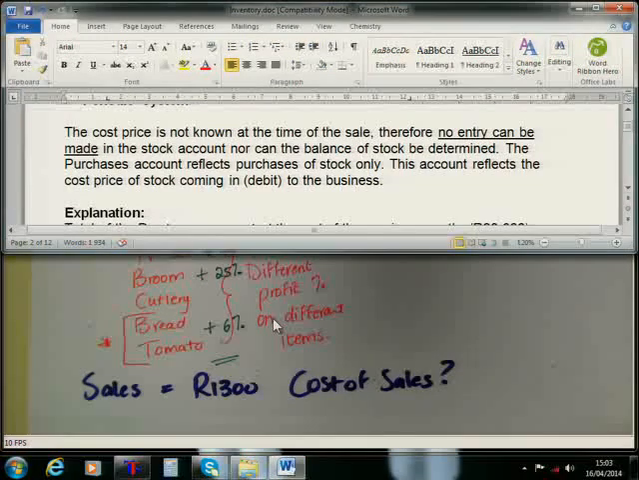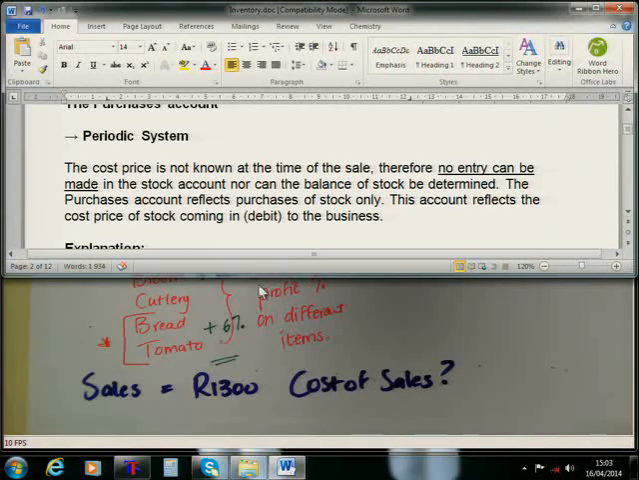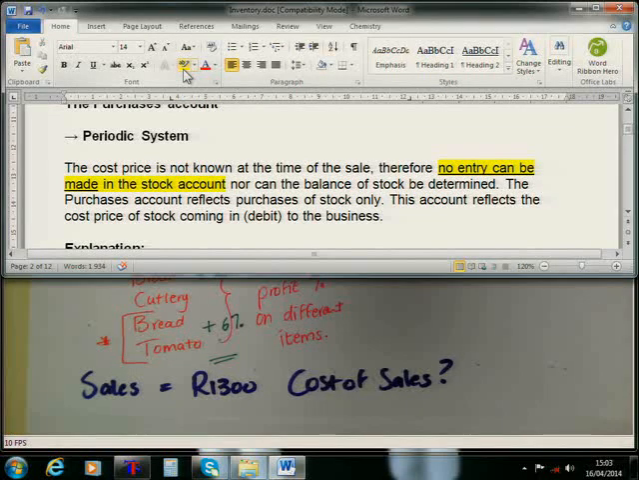Okay, what we've got here is that we say that the cost price is not known at the time of the sale. Therefore, no entry can be made in the stock account. Are you with me? So because we don't know, that is the selling price. I pay my 1,300 Rand, but they cannot work out the cost price straight away. So no entry can be made in the stock account. You cannot take something out of the trading stock account because you don't know the cost price. Nor can the balance of stock be determined.